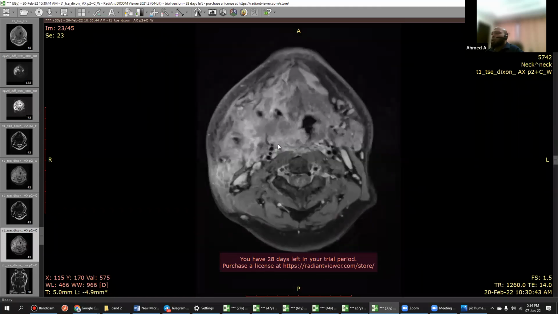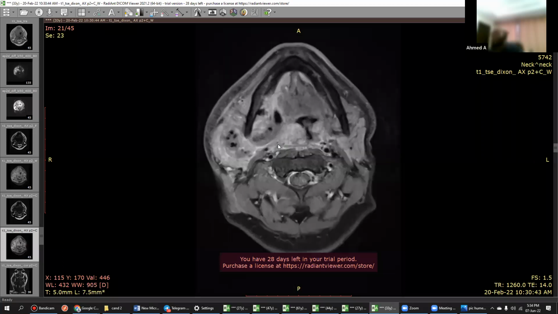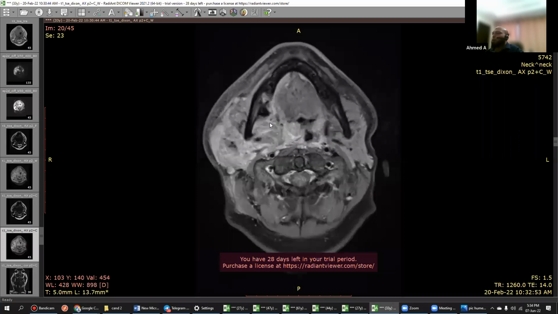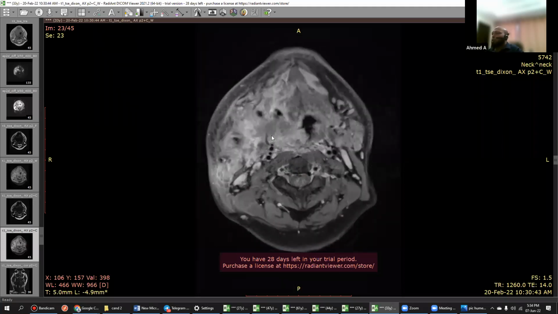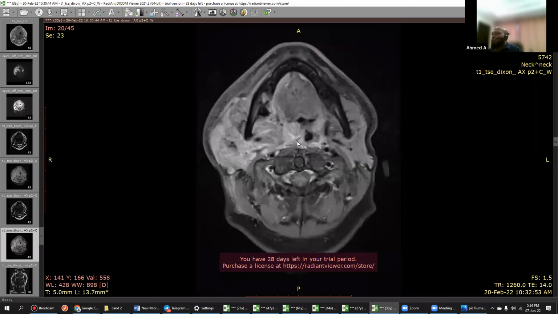Usually the cause of Ludwig's angina is a dental abscess or a dental extraction. But in this case, you can see nice black things, right? These are all calculi. These are parotid gland calculi and submandibular gland calculi. So there was a chronic sialolithiasis infection which has caused all this infection. Good.